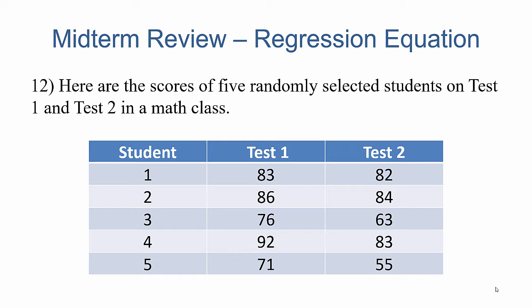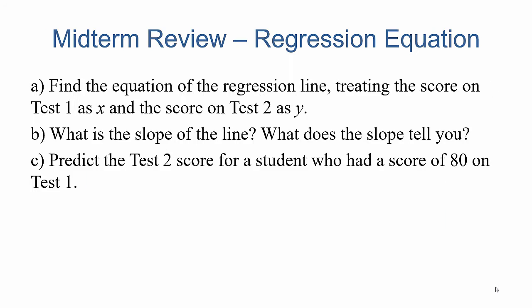I got a question about the regression equation problem on the take-home midterm, so I thought I'd walk you through the one on the practice midterm. These are the scores of 5 randomly selected students on 2 tests in a math class. And we're asked to find the equation of the regression line, treating the score for test 1 as x. And you will always be told which to use as x.